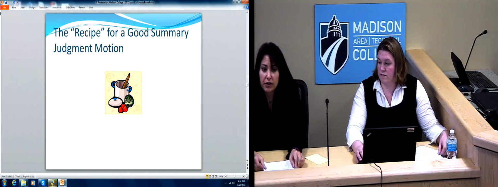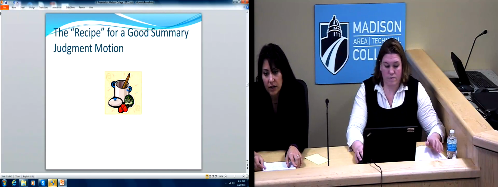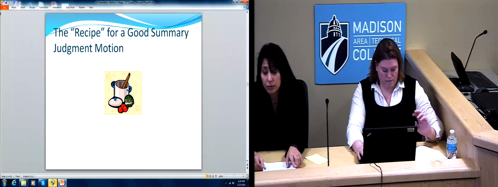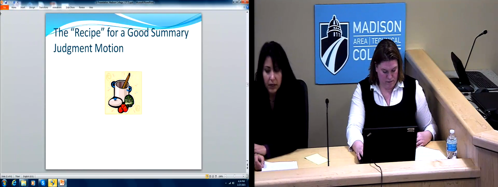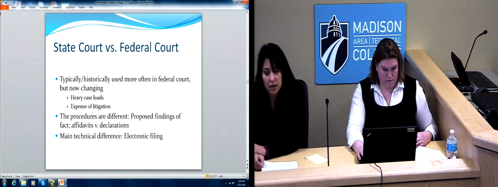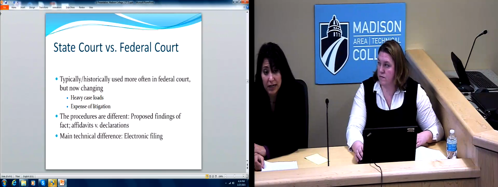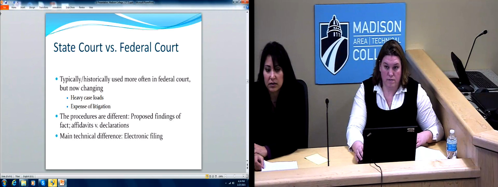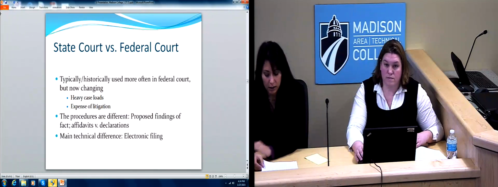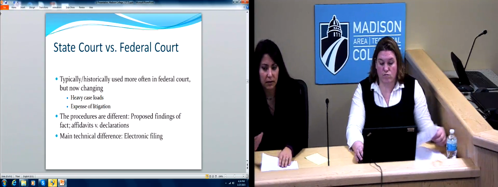The procedures are different, the filing procedures, and again, in state court and federal court, this is where you go back to your roadmap and the statutes and the rules. For example, one of the biggest differences in federal court, you have to file something called proposed findings of fact, which is a separate document that lists facts separately. But in state court, generally, that's not a requirement. The main technical difference is that in federal court, there's electronic filing, so everything is uploaded. In state court, some Wisconsin courts are doing that and some are not. But as far as I know, it isn't a requirement.